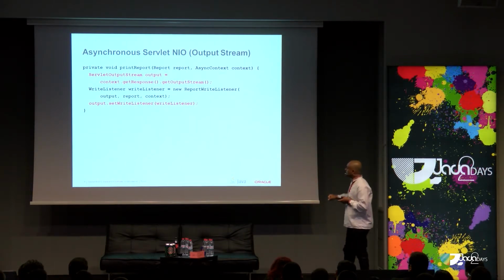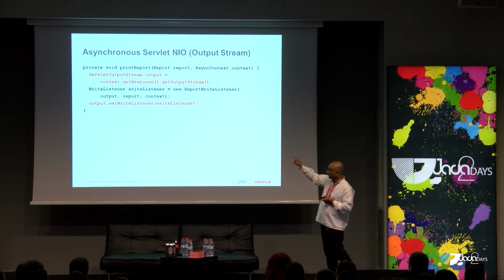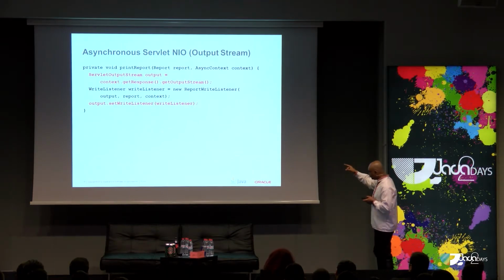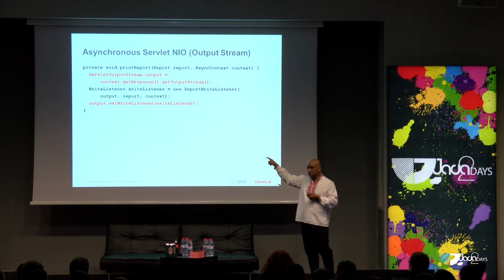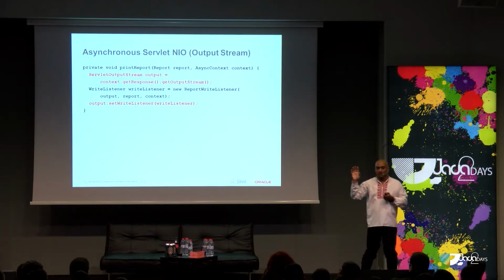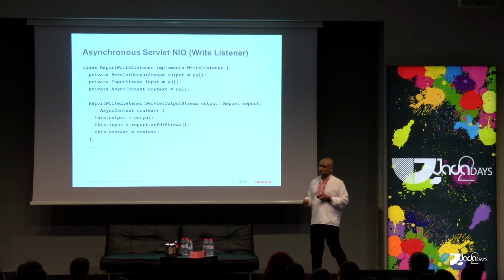You get the output stream as you always would, and then instead of writing print, you will set a write listener on this. You create a write listener and set it, and lo and behold, this method is now returning. So this background thread is now actually done. So the question is, how do you go about writing the response?